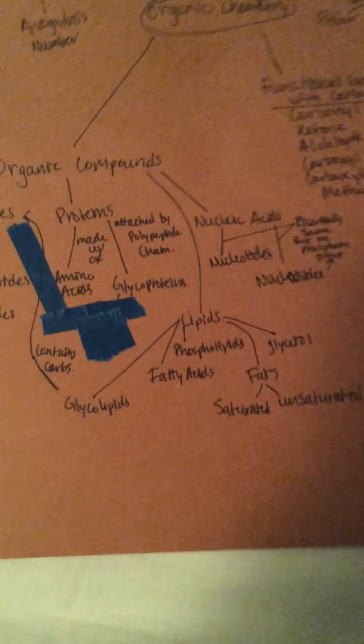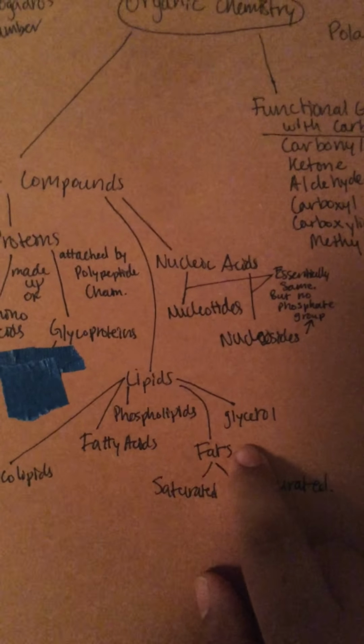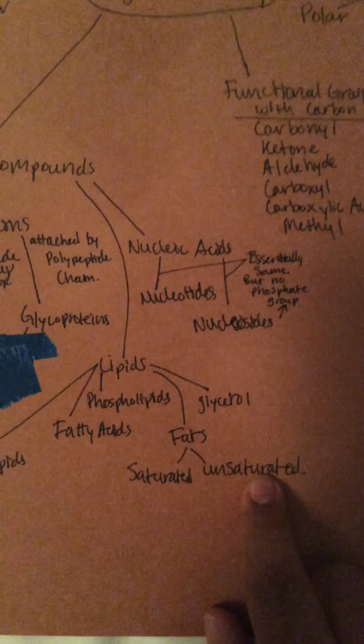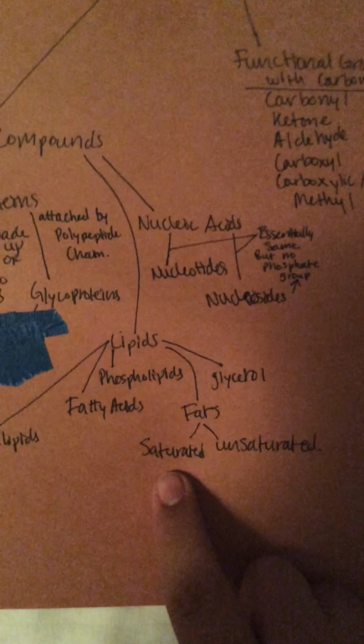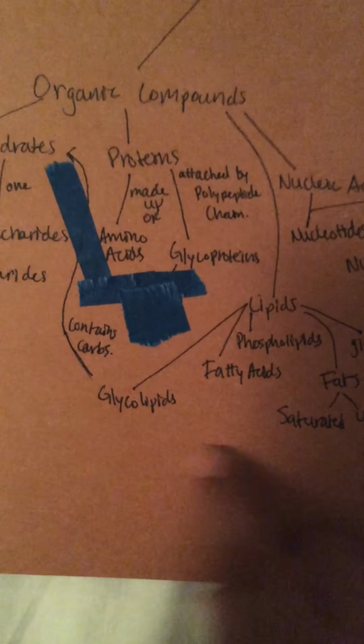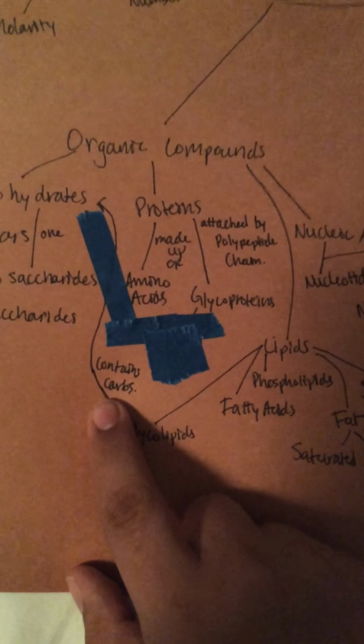And last but not least, we have our lipids, which are our fats. We have our phospholipids, our fatty acids, glycerol, and our fats. And we have our saturated and unsaturated. Unsaturated being liquid at room temperature, and saturated being solid at room temperature. And then we have right here glycolipids, which is very interesting. These contain carbs as well.